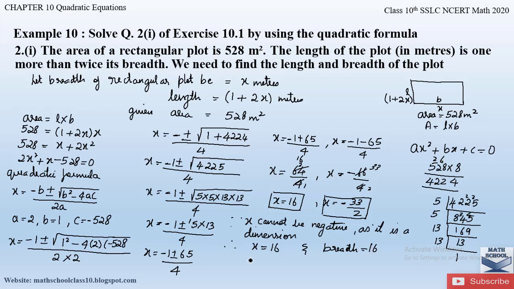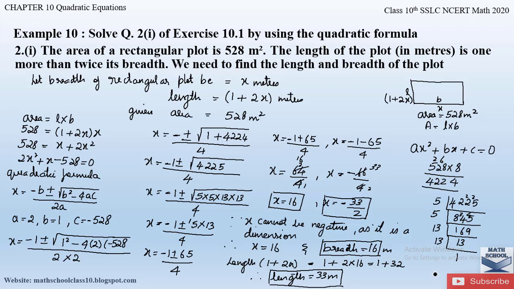Now what will be the length? What we have taken, length is 1 plus 2x meters, right? So that will be 1 plus 2 into 16, so that will be 1 plus 16 2s are 32. Therefore we have length is equal to 33 meters. So we got breadth is equal to 16 meters and length is 33 meters. This is how we solve this example number 10.